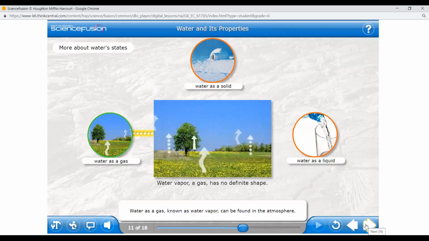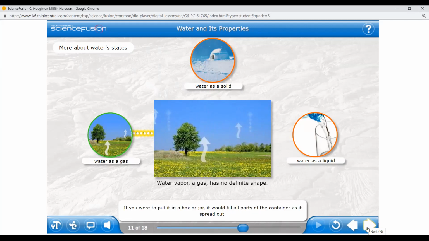Water as a gas, known as water vapor, can be found in the atmosphere. You cannot see water vapor, but it is in the air all around us. If you were to put it in a box or jar, it would fill all parts of the container as it spreads out.